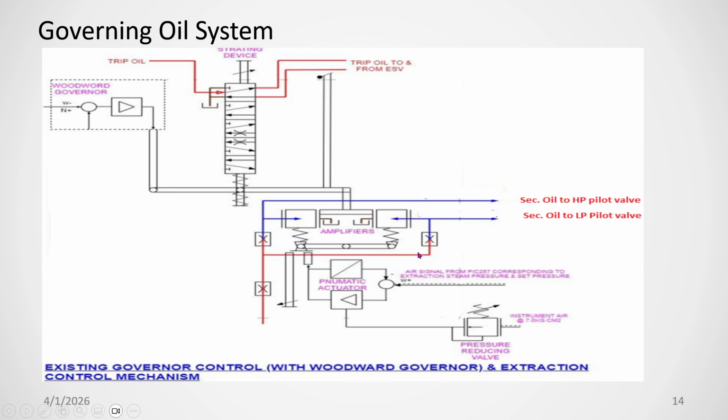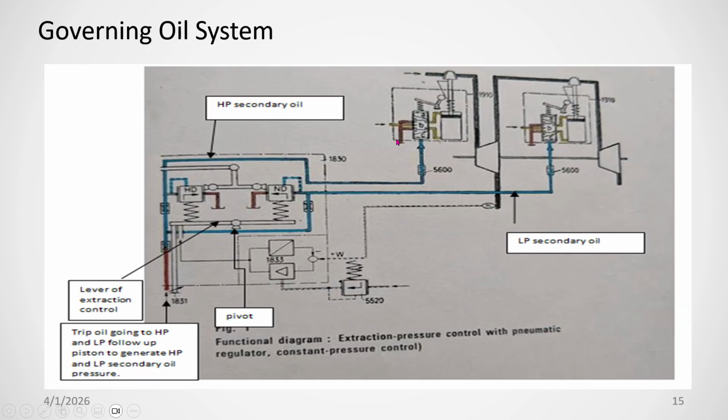When you want to get more extraction, what will happen? We will bring it down. When you bring it down, this will go up. This will close the valve. This will close and open this LP valve. So main steam entry to the turbine will increase, and steam going to the condenser will decrease. So you will get more extraction. This is the schematic system.